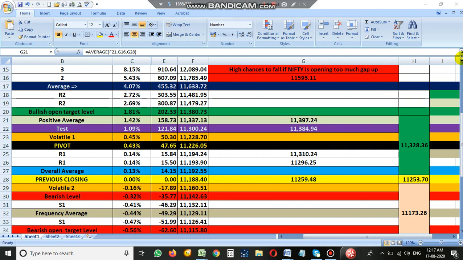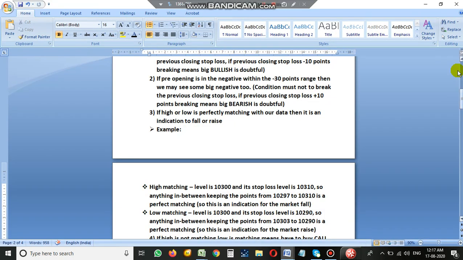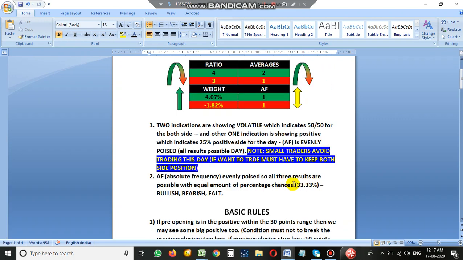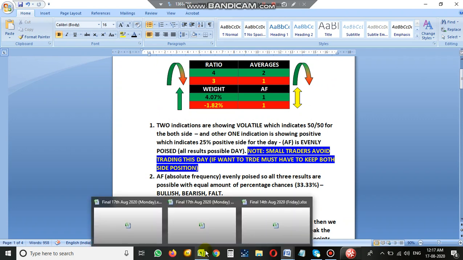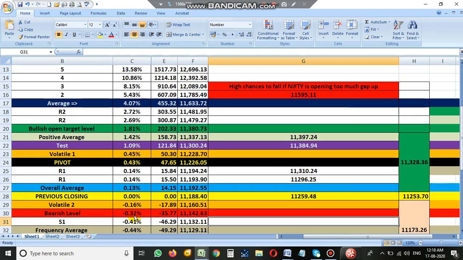But we have a chance here that when the absolute frequency is 1 is to 1, the rule says 33% chances of closing all sides, bullish, bearish, flat. So we need to play much more cautiously. It is quite difficult to understand initially, so that is the reason I am explaining briefly. If you follow these rules and steps, you have a good chance to make a good number of profit in the particular trading session.